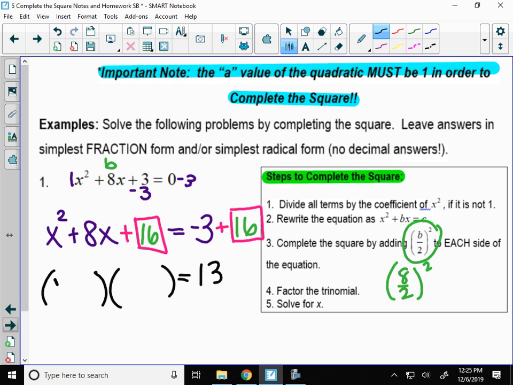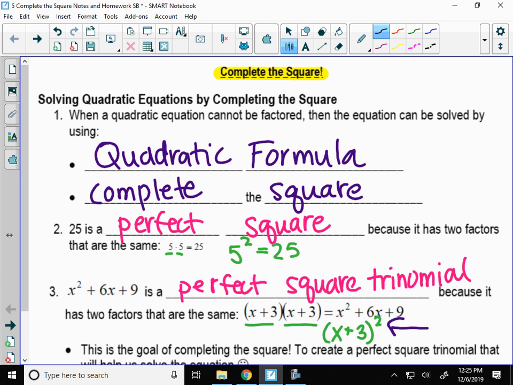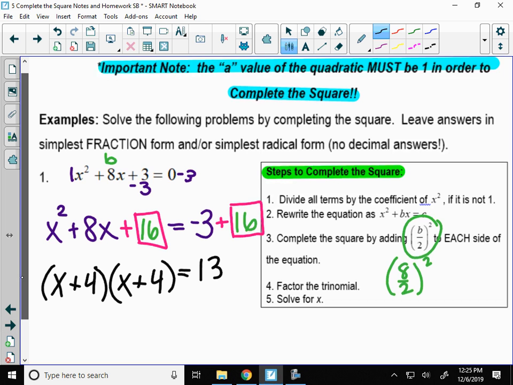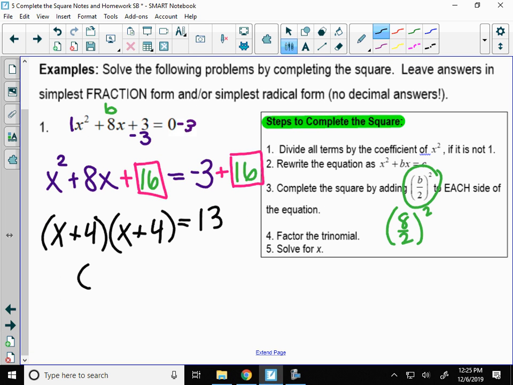4 and 4. So I have an x in both. I'll put a positive 4 in both of those. Now, first of all, that is what we called up above a perfect square trinomial, because both of the factors are the same. So how could I rewrite that left-hand side? X plus 4 squared. Okay, so this is always going to happen.